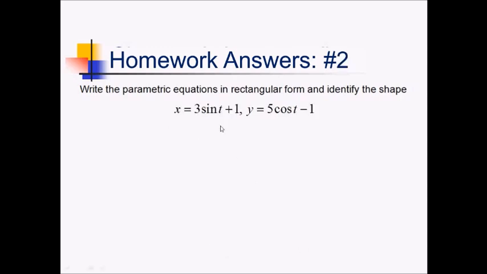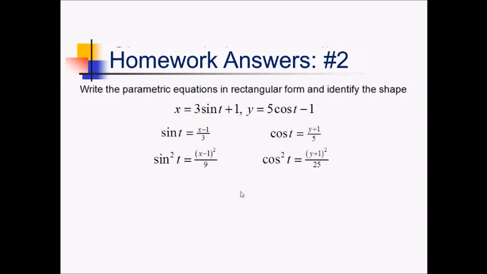To put this next set of parametric equations in rectangular form, I'm going to isolate and square these trig functions. So I've got x minus 1 divided by 3 equals sine of t. Squaring both sides, I have sine squared equals x minus 1 quantity squared over 9. Now I'm going to do the same thing for cosine. So I've got y plus 1 divided by 5 equals cosine. Squaring both sides, I've got cosine squared equals y plus 1 quantity squared over 25, 5 squared.